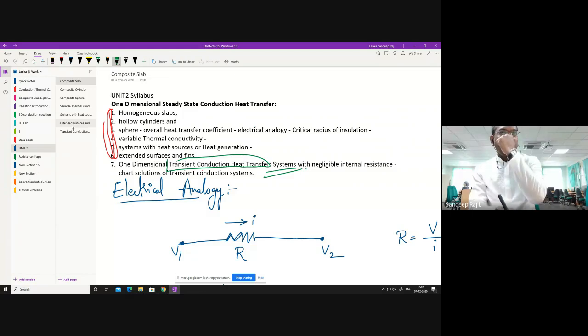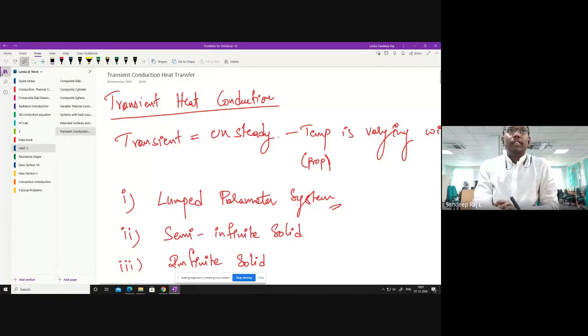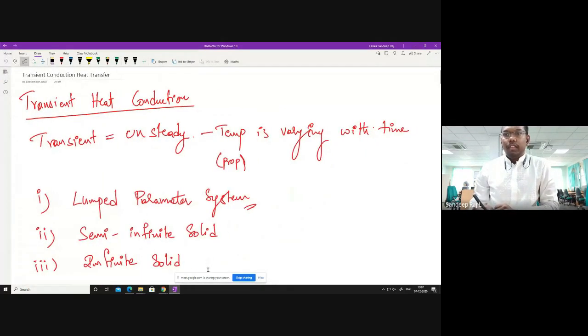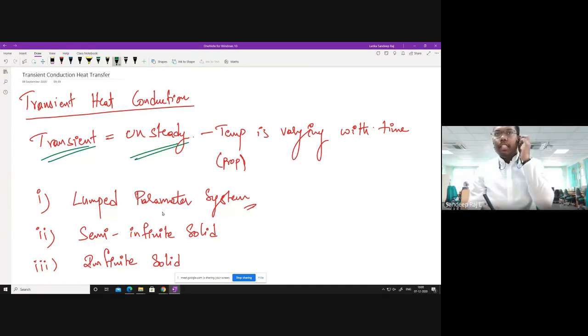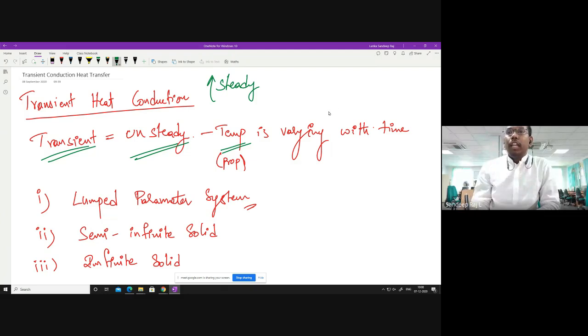And in this transient heat conduction, we have seen some topics, and I'll quickly review what we have seen already. Transient, the word transient itself means that it is unsteady. What is unsteady? The given property, in our case it is temperature, is varying with time. All the previous cases that we have considered in Unit 1 and Unit 2 are all steady cases. That is, the temperature is not varying with time.